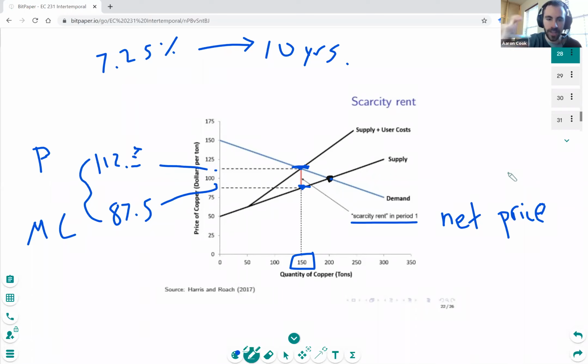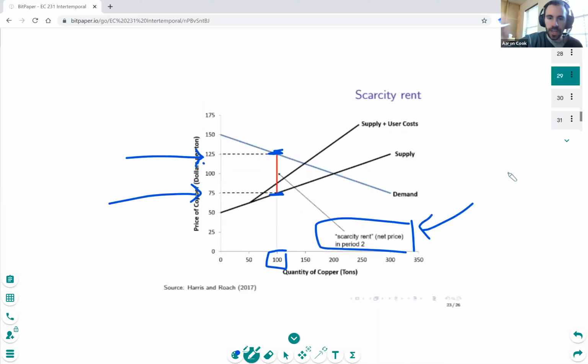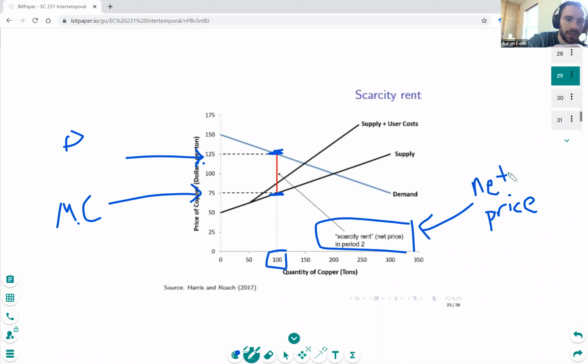That net price, or that scarcity rent, is relatively small in the first period, because there's 150 units being sold. In the second period, there's only 100 units left, so the markup increases, scarcity rent increases, the net price increases, and we have a gap between price and marginal cost. That's actually, in this case, a $50 gap between price and marginal costs.